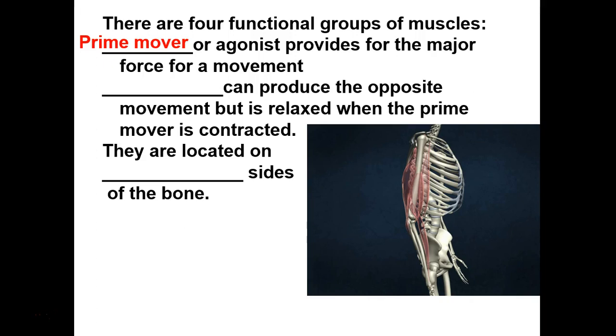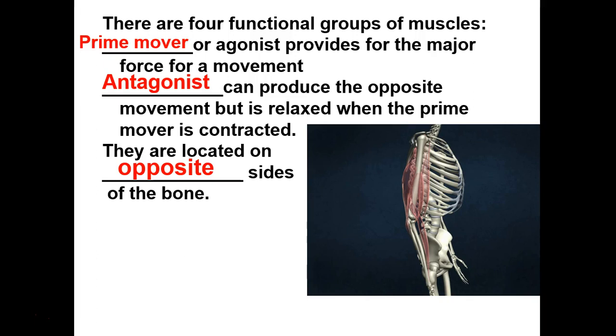Now, we know on the opposite side of the forearm, there's a group of muscles that the triceps brachii is part of, and if it contracts, it can extend the arm down. So a muscle that does the opposite action of our prime mover, the one that's relaxing while our prime mover is contracting, is considered the antagonistic muscle. So it says the antagonistic muscle can produce the opposite movement, but is relaxed when the prime mover is contracted. Usually the prime mover and the antagonistic muscle are on opposite sides.